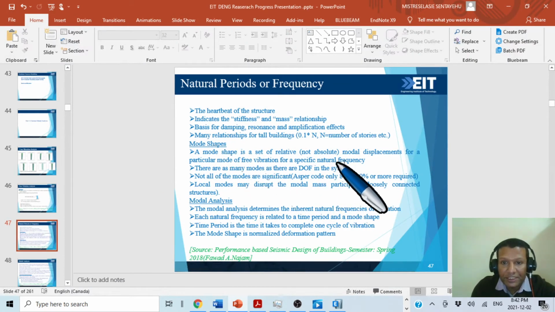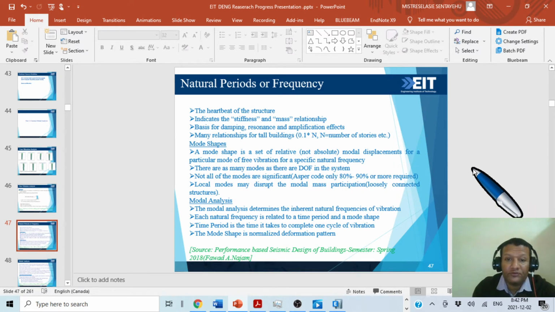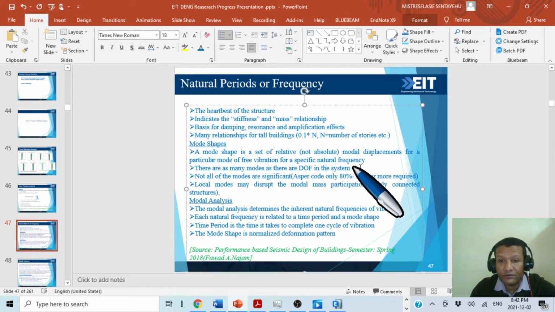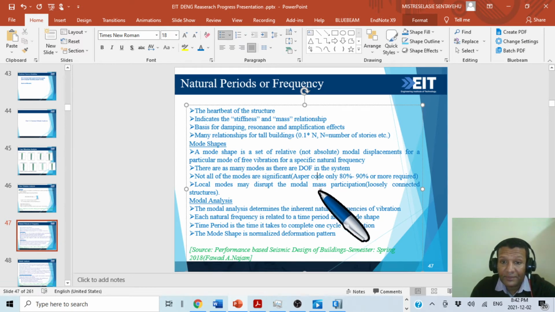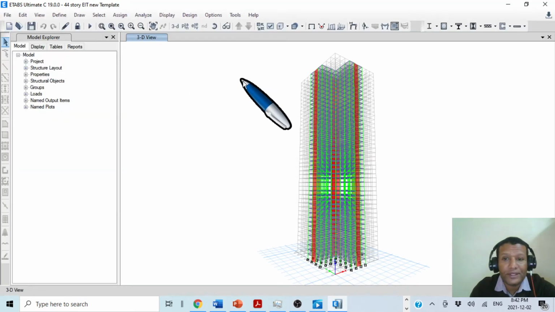Mode shapes, we will check the mode shapes. A mode shape is a set of relative, not absolute, modal displacements for the particular mode of free vibration for a specific natural frequency. As I told you, there are degrees of freedom, so the modes are equal to the degrees of freedom. Not all of the modes are significant. As per the code, only 80 up to 90% is required.